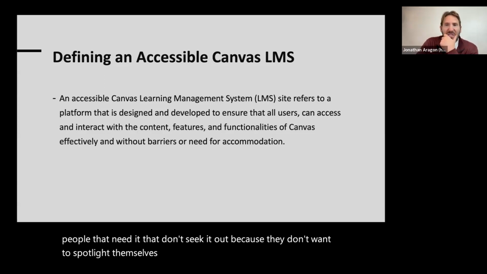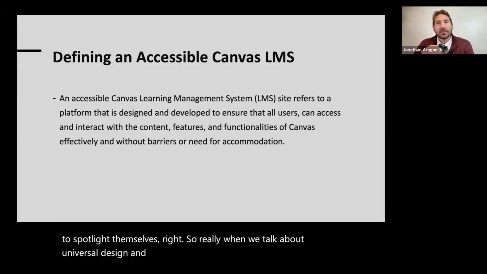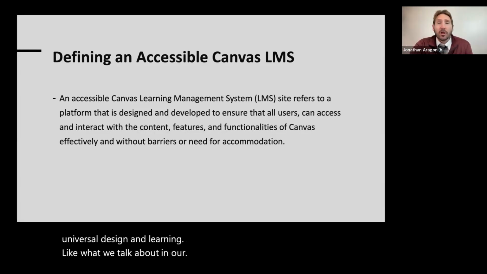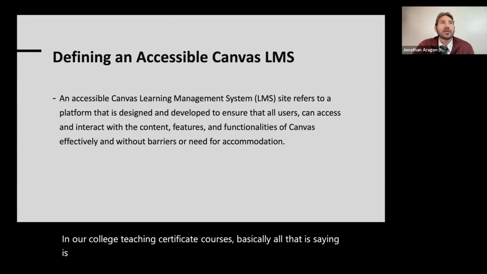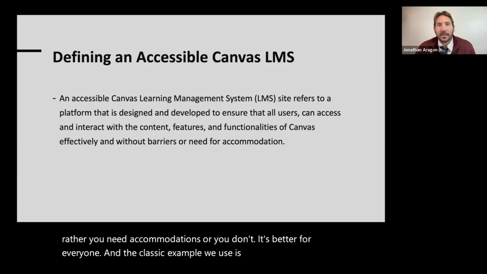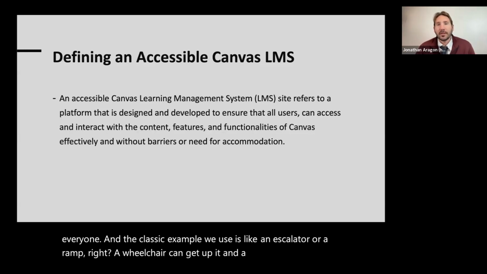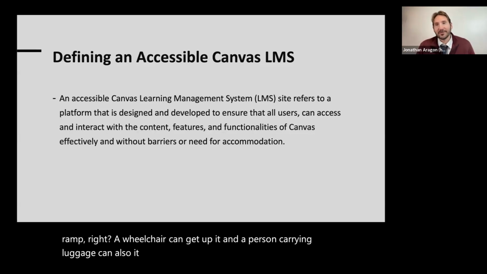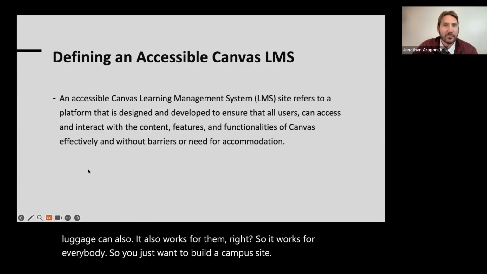So really, when we talk about universal design and learning, like what we talk about in our college teaching certificate courses, basically all that is saying is that you want to design things that work for everybody, right? So whether you need accommodations or you don't, it's better for everyone. And the classic example we use is like an escalator or a ramp, right? A wheelchair can get up it, and a person carrying luggage, it also works for them, right? So it works for everybody. So you just want to build a Canvas site that works for everybody.